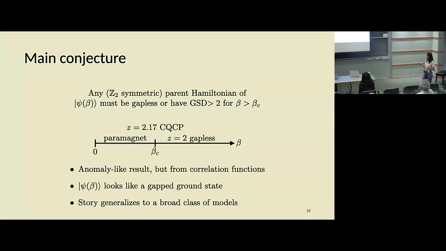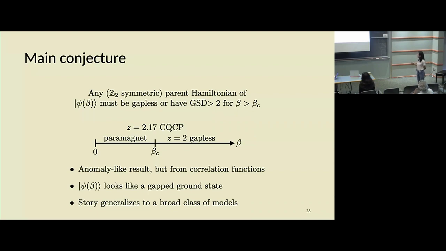It's just from some constraints that we want on the correlations. And psi of beta looks like a gapped ground state. All the connected correlations decay to a constant. The entanglement is pure area law without any logarithmic correction. And this story generalizes to a broad class of models, all these kinds of Rokhsar-Kivelson type models, or this kind of model also seems to pop up in other places in the study of density matrices and their choice states.